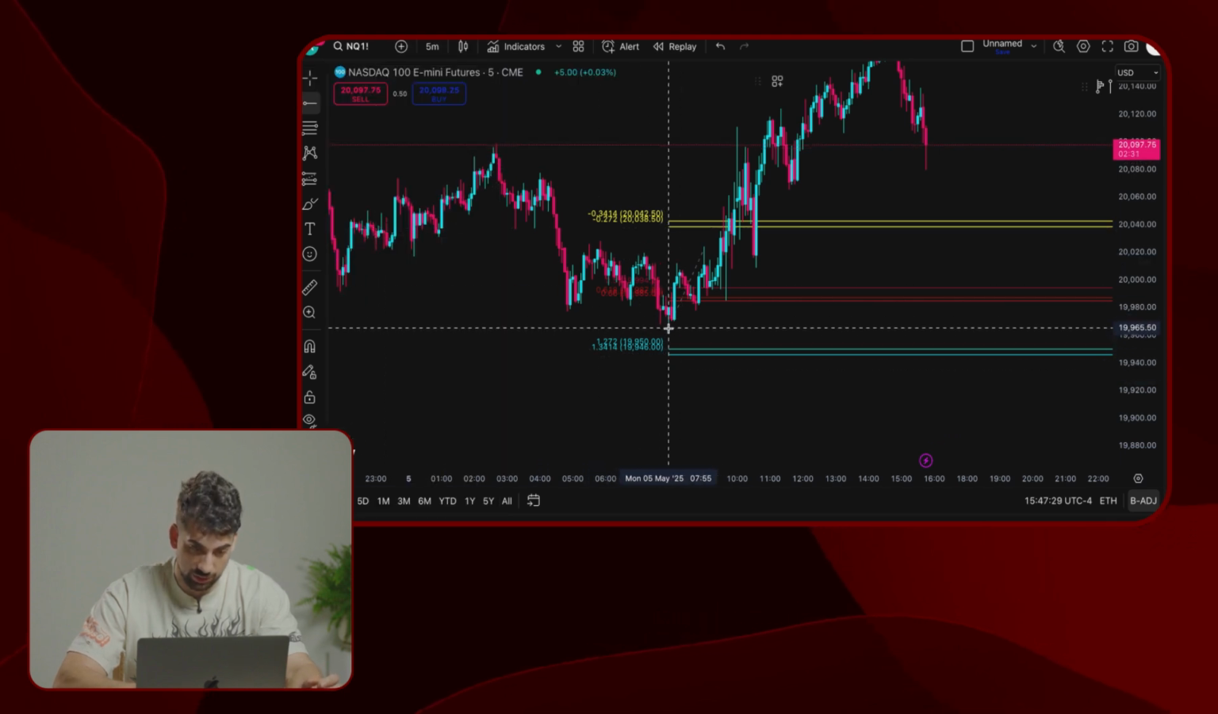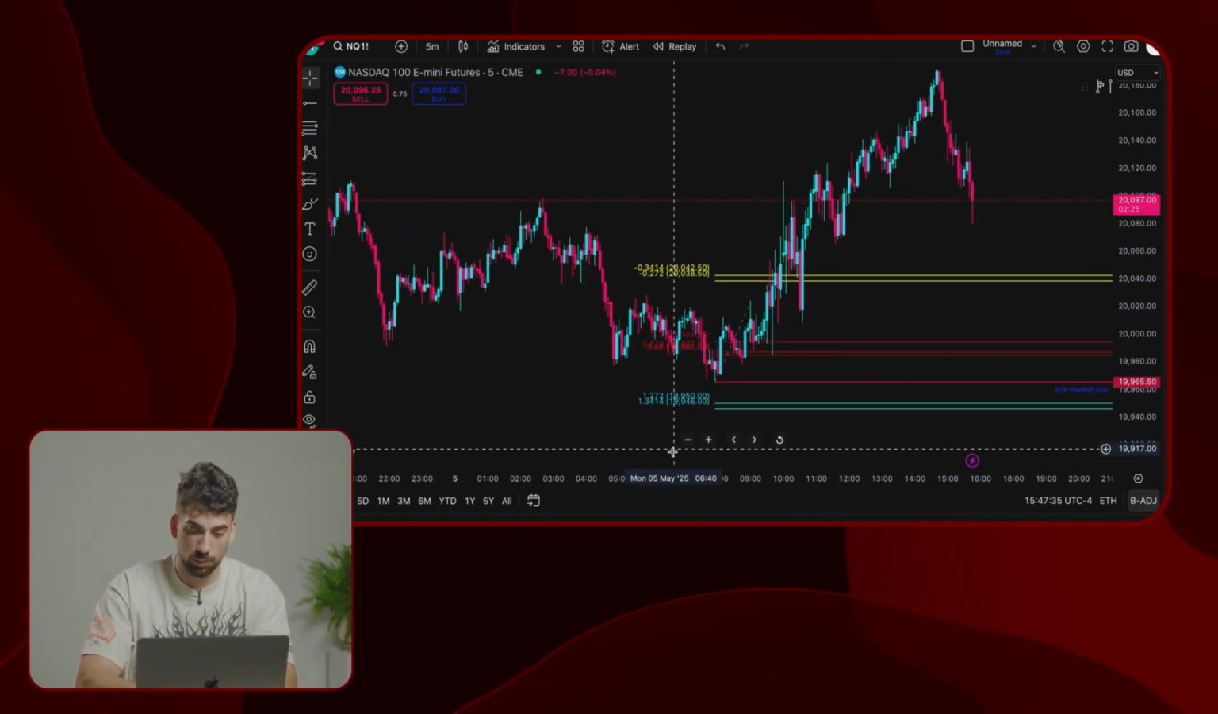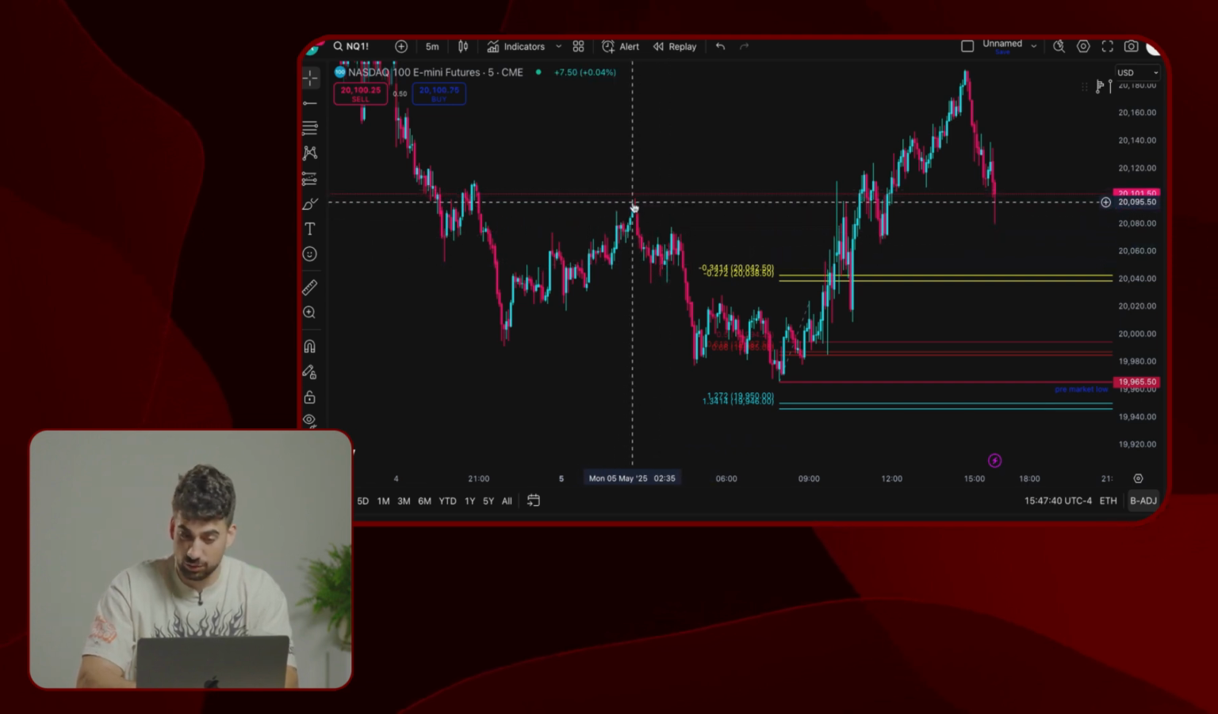As you can see here, this will be my low. And I will mark it as pre-market low. And I can do this before the market even opens up. Then I can mark out any key swing high or low. As you can see, this one you could have marked out.